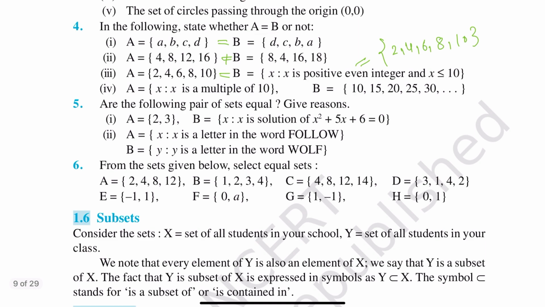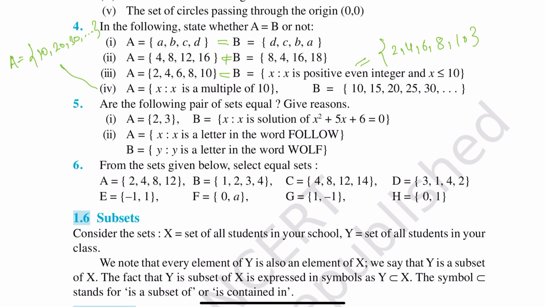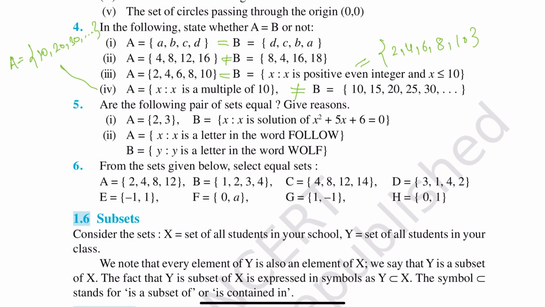Now fourth, A is the set of x such that x is a multiple of 10, and multiple of 10 means what, A is equal to 10, 20, 30 and so on. And here B is what, 10, 15, 20, 25, 30. सो यहाँ पर हमारे पास क्या है 15, लेकिन यहाँ पर 15 बिलोंग नहीं करता, यहाँ पर 15 नहीं है. सो दिस सेट्स आर ऑल्सो नॉट इक्वल.